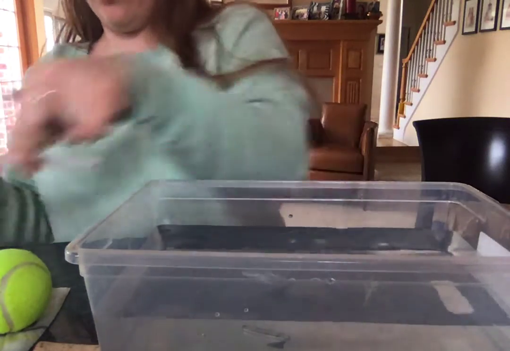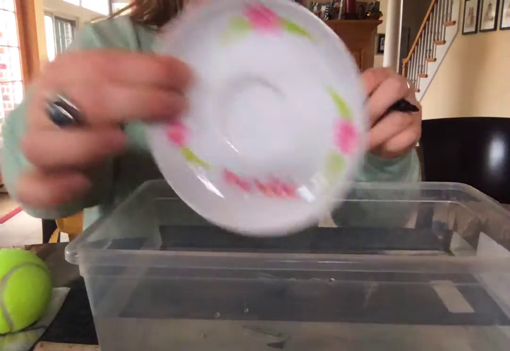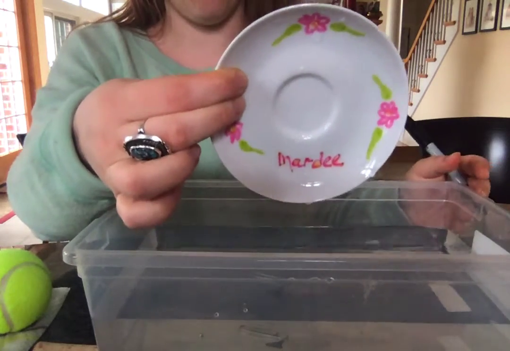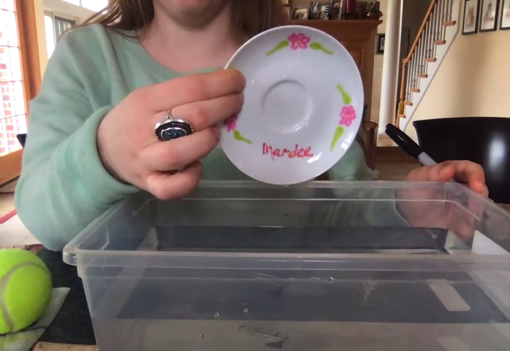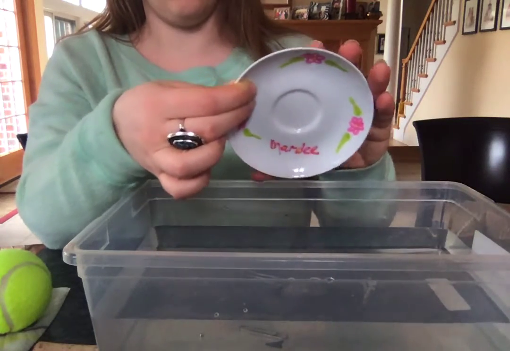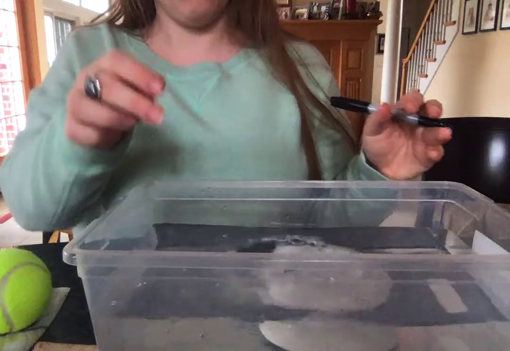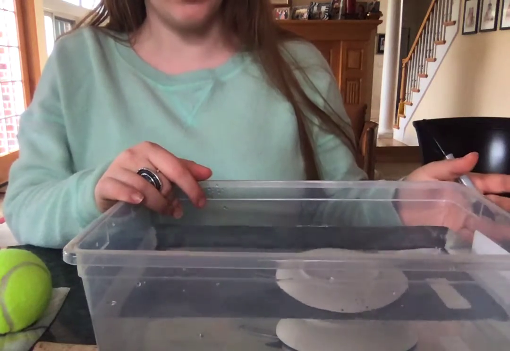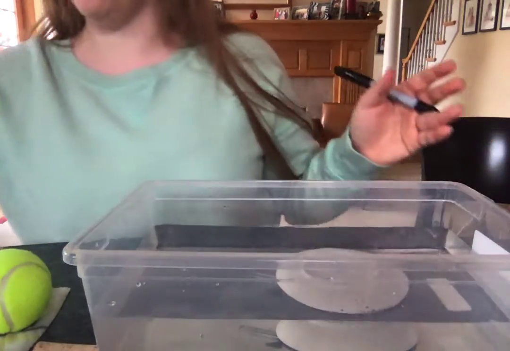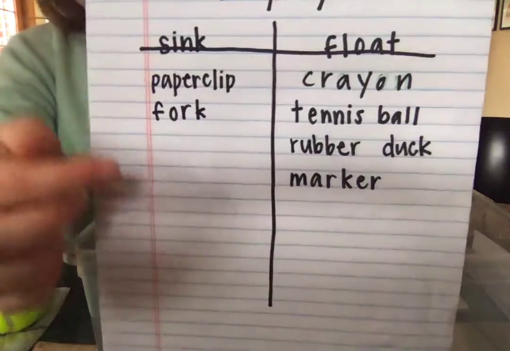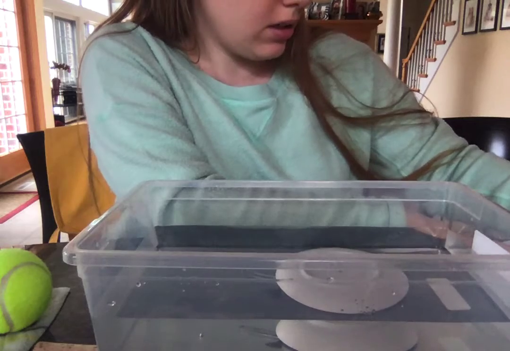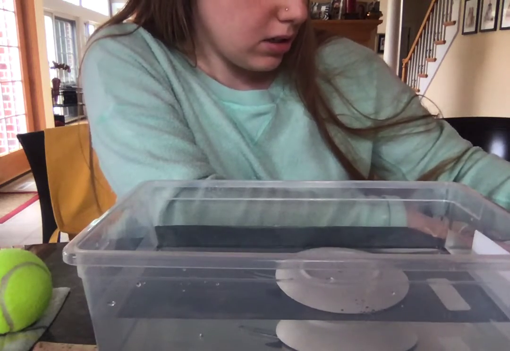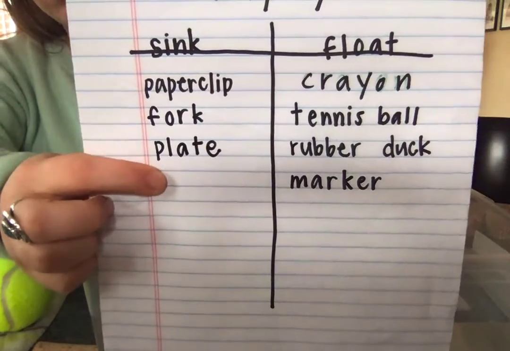Okay, our next one is this plate that my sister let me borrow. Let's see if you think it's going to sink or if you think it's going to float. Make a prediction in your head. Here we go. The plate sunk. So underneath sink, we are going to write plate. Plate is P-L-A-T-E. It has that magic E at the end that makes the A say A. Plate.